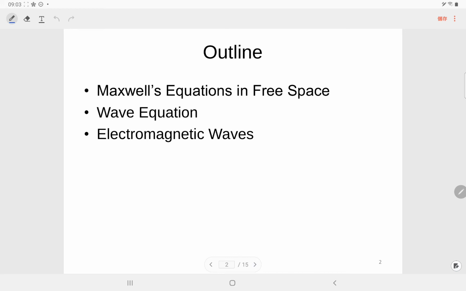Let you know how to derive the wave equation from the differential form of the Maxwell equations in free space. Using the Maxwell equations in free space, we can derive the wave equation, which is a PDE, a partial differential equation, governing how the E field and B field should be generated and interact with each other.